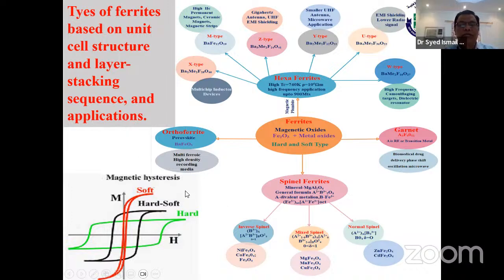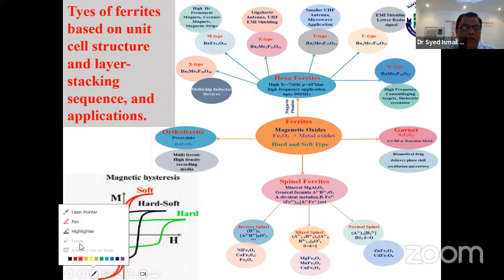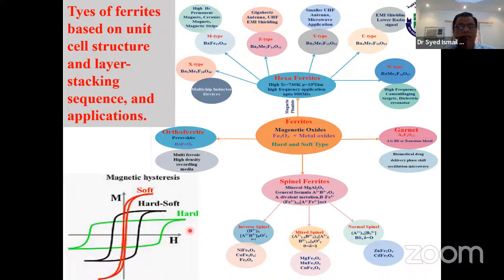And furthermore, based on the magnetization, how they can easily magnetize and demagnetize, by the hysteresis curve, we can classify them into hard and soft ferrites. Hard ferrites are ones which require a lot of applied magnetic field in the reverse direction to make the magnetization zero, whereas soft ferrites are easily magnetized and demagnetized.